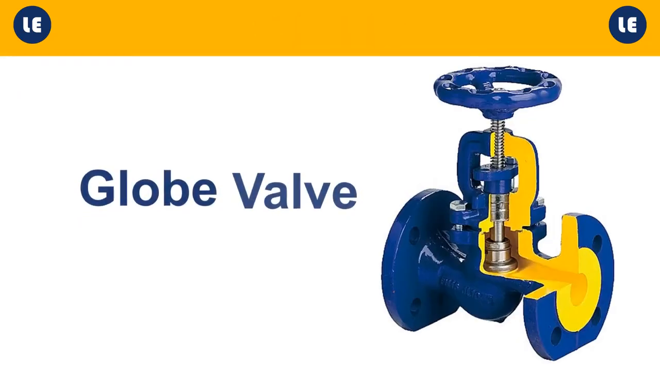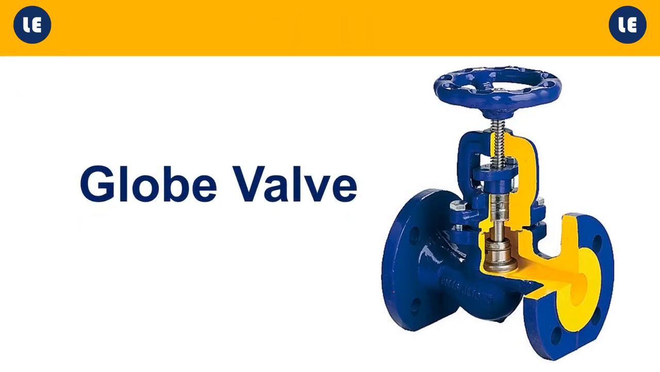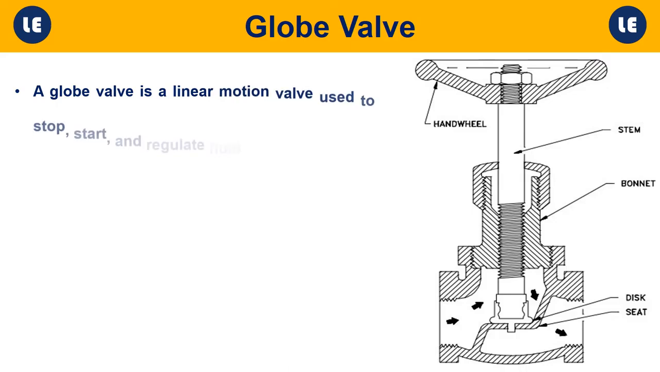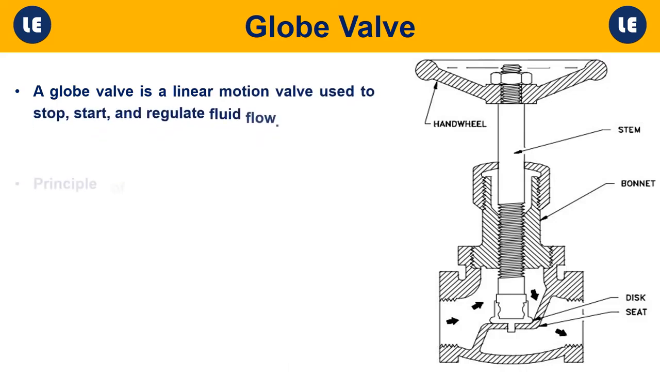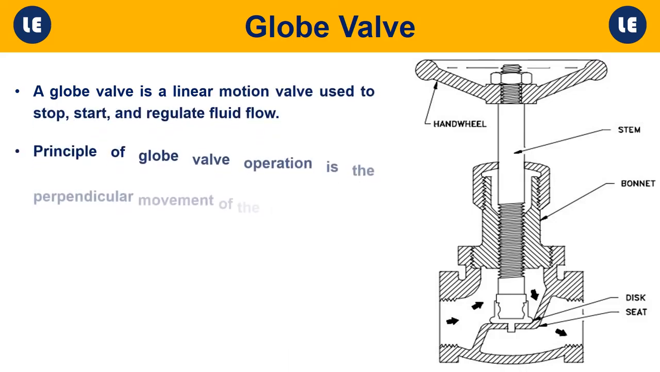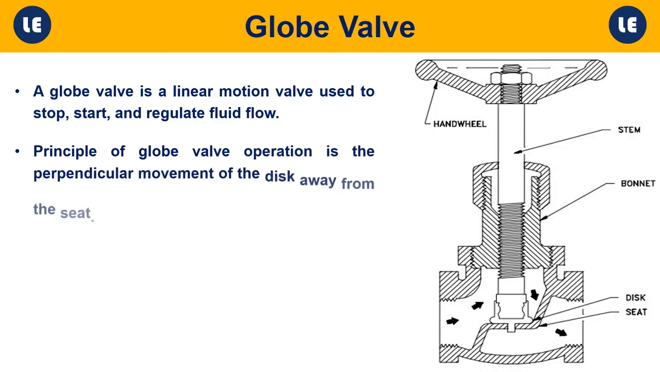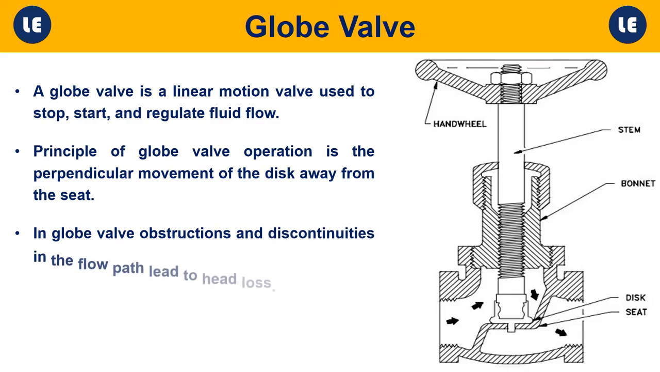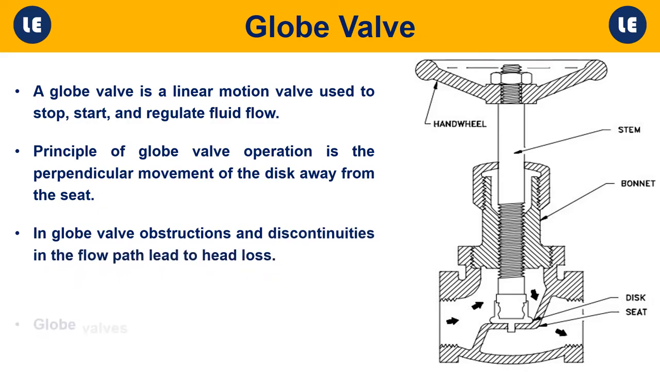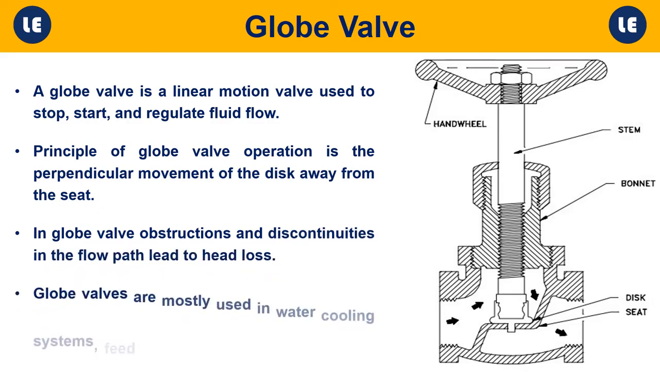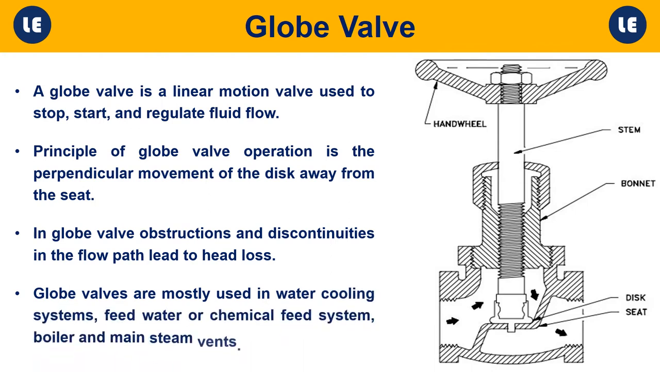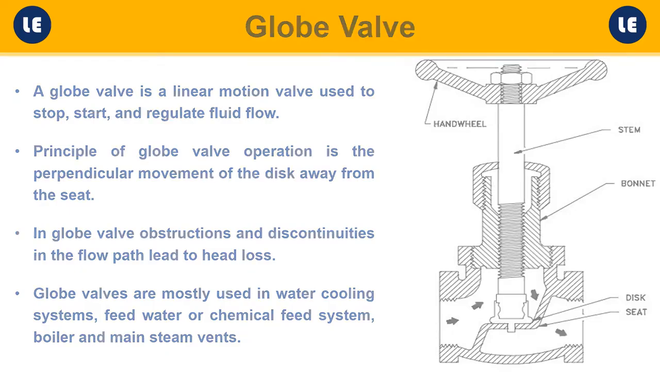Globe valve. A globe valve is a linear motion valve used to stop, start, and regulate fluid flow. The principle of globe valve operation is the perpendicular movement of the disc away from the seat. In a globe valve, obstructions and discontinuities in the flow path lead to head loss. Globe valves are mostly used in water cooling systems, feed water or chemical feed systems, boiler and main steam vents.